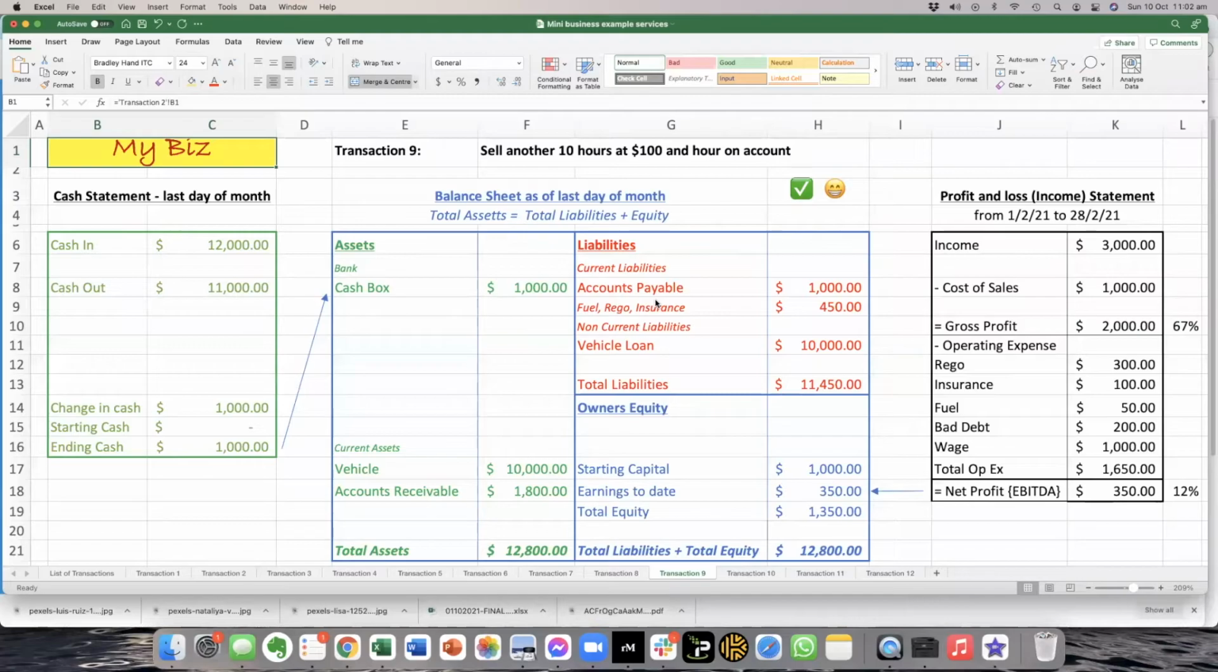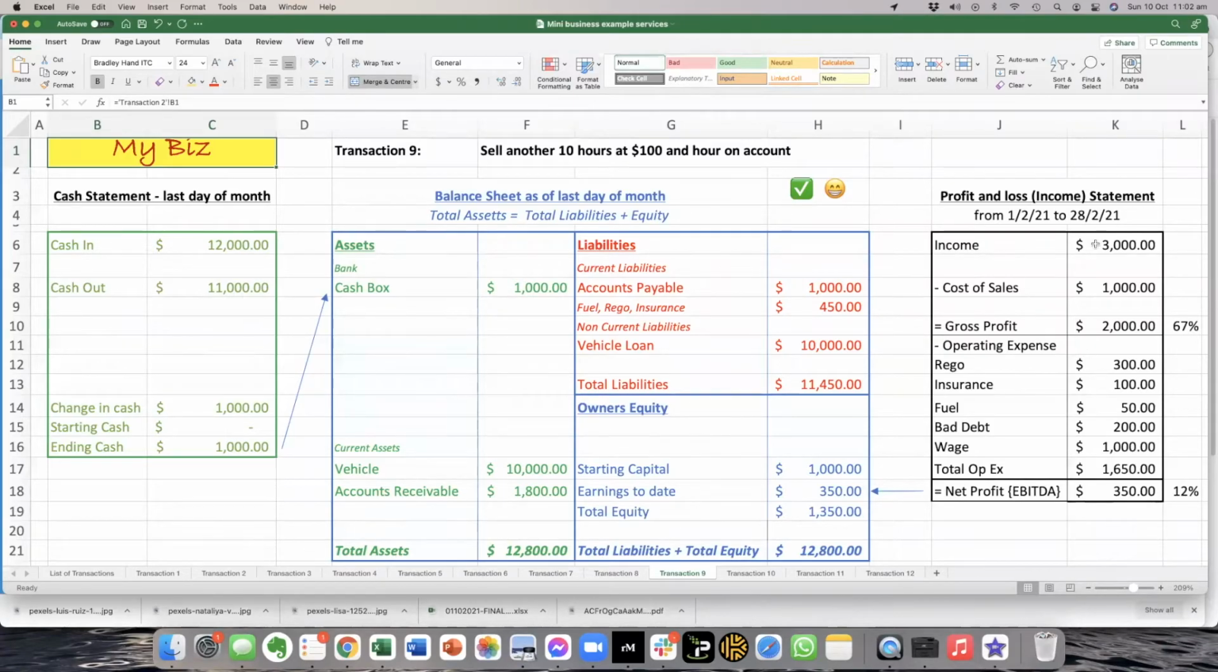Business is going good. Our profit's a little bit low. We're getting a little bit scared. Our cash is low. We're going to need to get some money in, but we still sold another 10 hours at $100 an hour on account again. So you can pause the video here and have a go at what you think is going to happen. Or I'm going to take you through it now.